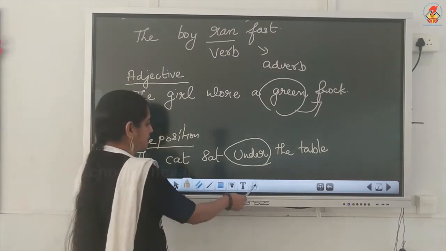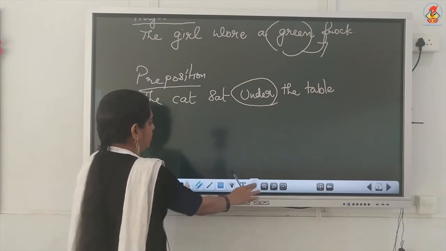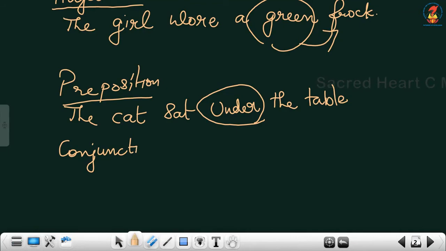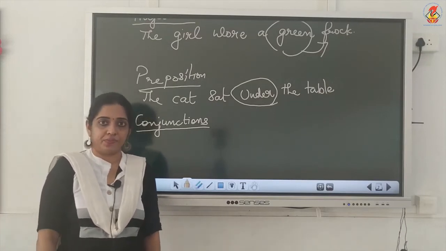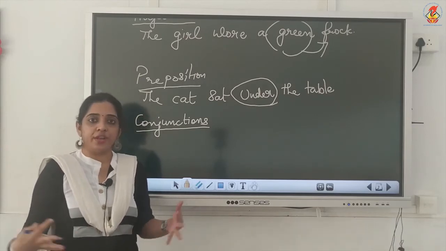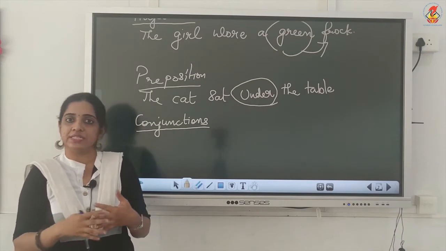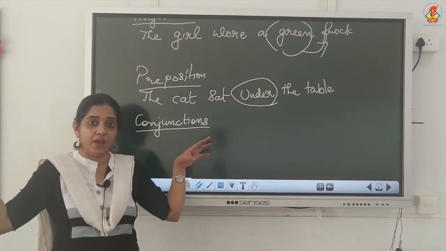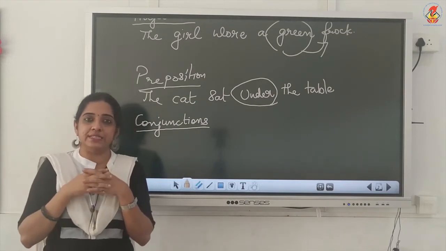And now the next one is conjunctions. What do you mean by conjunction? Let's see that. Conjunctions are joining words. For example, she is sick. She didn't come to school. How will you join those two sentences into a single one? She didn't come to school because she was sick. So the joining word. Junction means a place where all the roads meet, is it? It's a joining place. Similarly, conjunction means it is joining sentences into one.